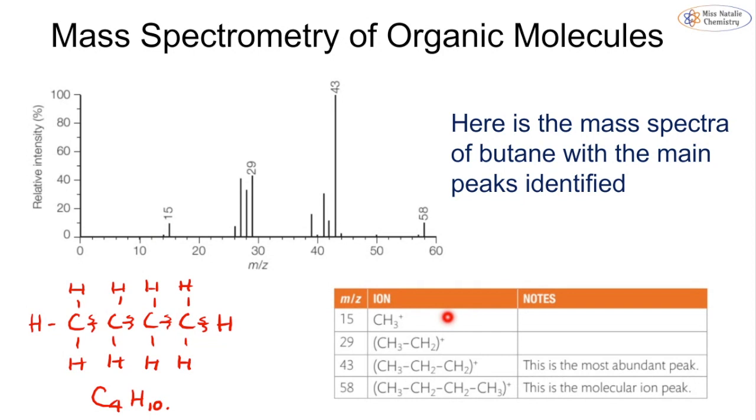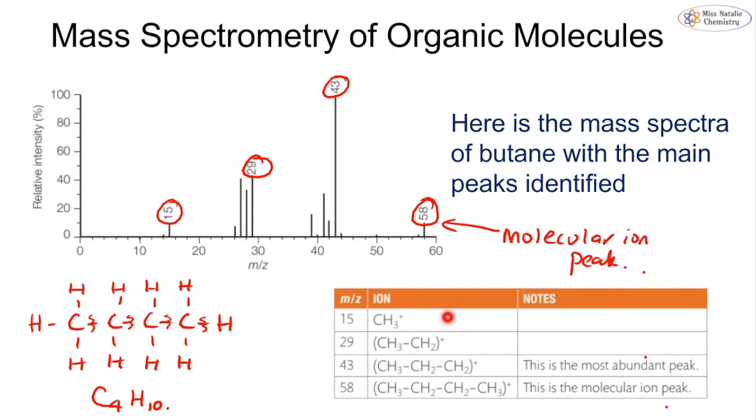Now you can see that we do have some others present, but we haven't labelled them. We're only going to be labelling the most common peaks, so they tend to be the ones that are the highest. So we've got a peak at 15, a peak at 29, a peak at 43, and a peak at 58. This one here, because it has the highest mass to charge ratio, is our molecular ion peak. This tells us that the molecule has a molecular mass of 58.